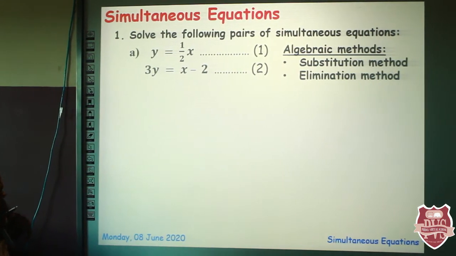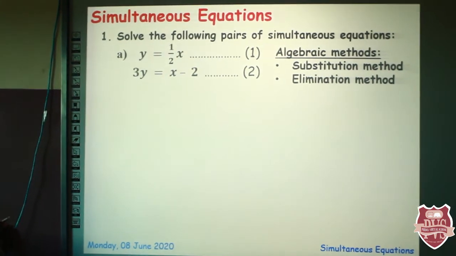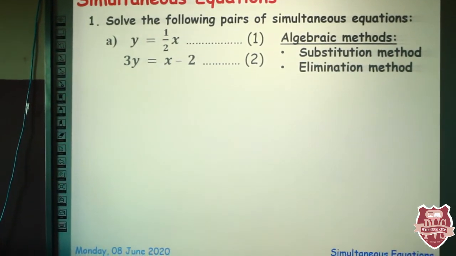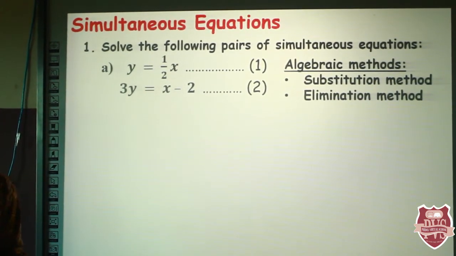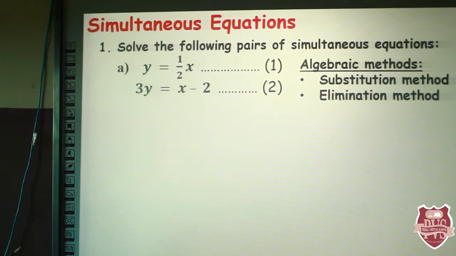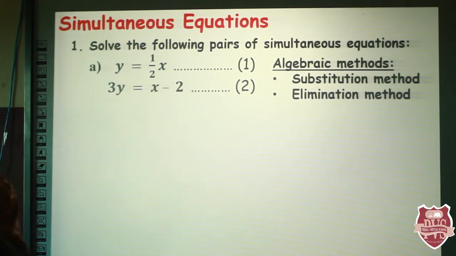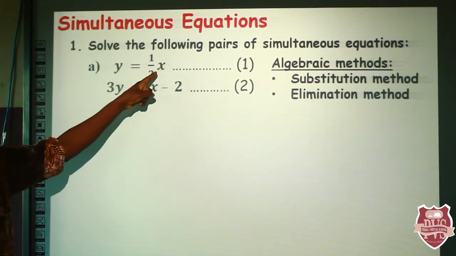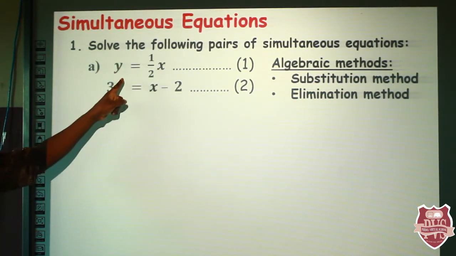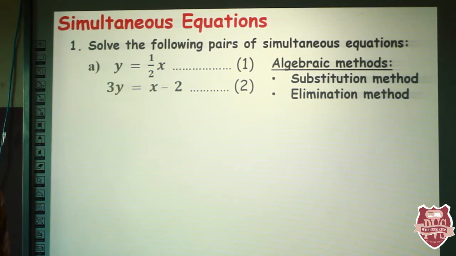It says, solve the following pairs of simultaneous equations. And you have y is equal to half x, and 3y is equal to x minus 2. Now, of course, you might want to ask a question: how can you tell if this is a set of linear simultaneous equations or a pair of quadratic equations? It's linear because if you look at the power of the y here, it's 1. The power of the x there is also 1. The power of the y there is 1 as well. And the power of the x is also 1. So this is an example of a set of linear simultaneous equations.